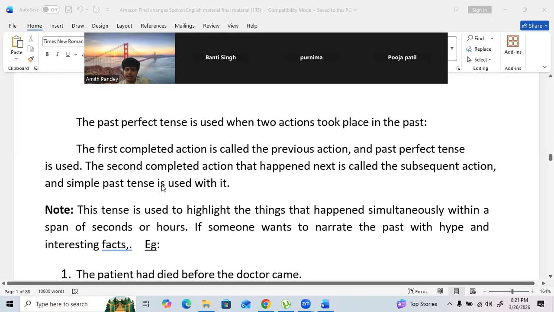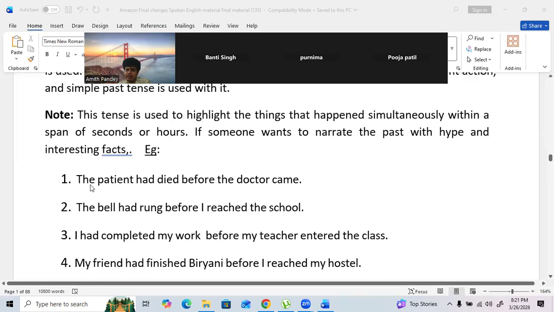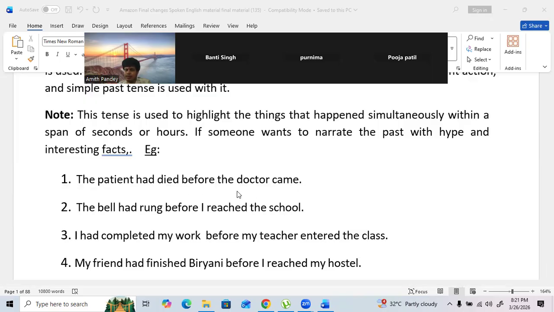I hope everyone is getting the same thing that is written here. The first completed action. Yeah, Bunty, any doubt? No, sir. Okay. So look here, the first completed action is called previous action and past perfect tense is used. The second completed action, the action that happened next, is called subsequent action and simple past tense is used. As you can see, the first completed action is had died before the doctor came. So here we have to use simple past, even here also.